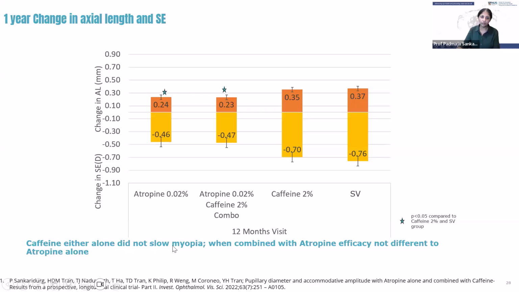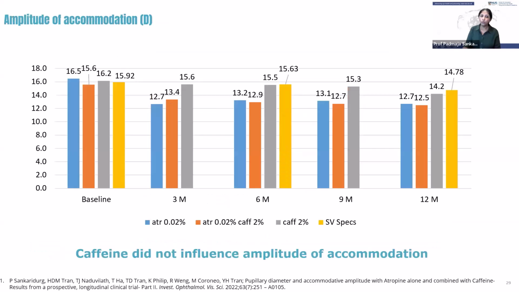In other words, although we went into the study expecting to find that caffeine would have a role in slowing progression of myopia, what we see here is that caffeine alone had no effect on myopia whatsoever. And when combined with atropine, it was no different to the change in spherical equivalent and axial length that we see with atropine alone. Or in other words, using caffeine did not give us any benefit with respect to slowing myopia progression. Now, what we did in that particular study was also look at the other factors that were important for us, because that's how we started.